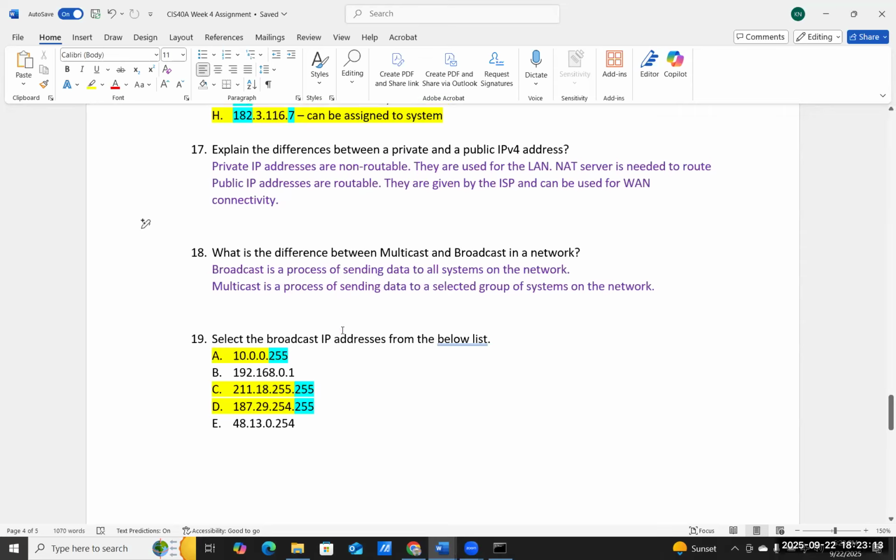Now E, if it is a default class address, then you can use this to assign to a system, and it is not a broadcast IP. But if it's subnetted, and if the subnet mask's last octet is 254, it's a broadcast IP. So in general, this one is not a broadcast IP, but there's an exception.